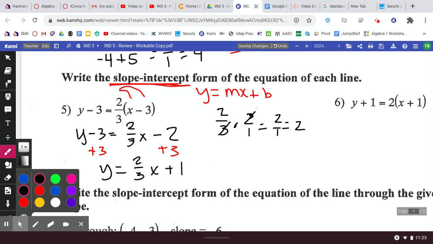Am I in what was asked of me, which was slope-intercept form? I am, so that's my final answer that I'm going to box. Before you put your final box or circle around your answer, just double check that you're doing it in the form that this particular problem asks for. Okay?